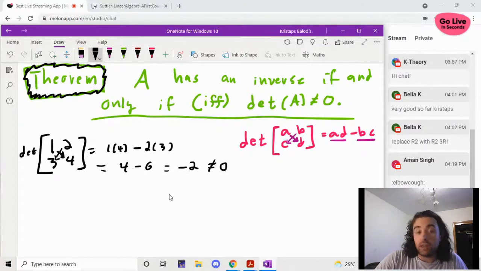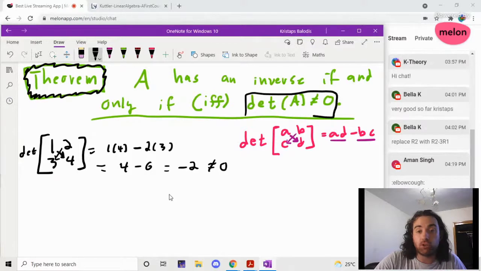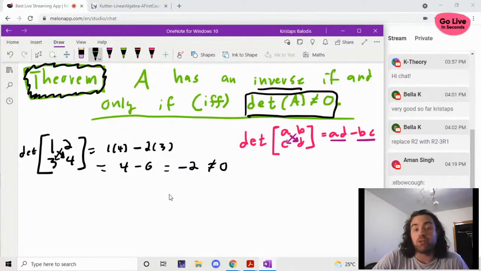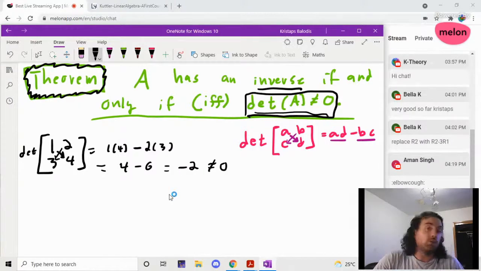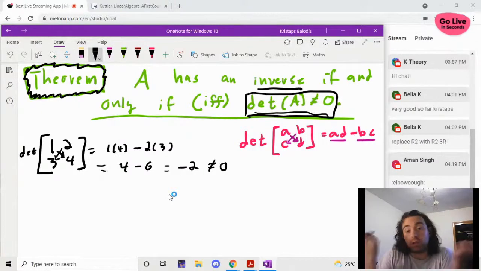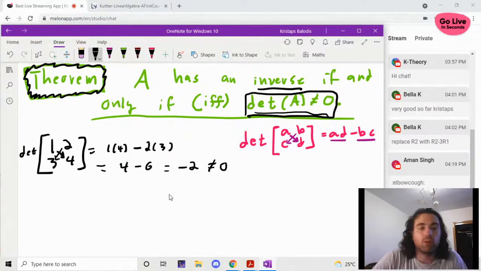And yeah, that's not equal to 0, right? And that's exactly what this theorem told us we should expect to be true. If A has an inverse, and we found an inverse for it up above, then the determinant should not be equal to 0. And it's not. So great. Seems like this thing is true.